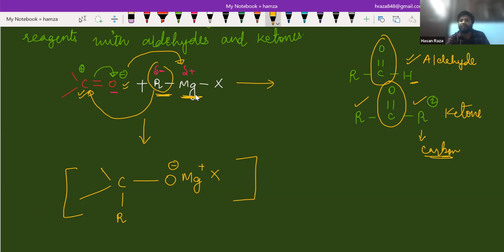And this Mg plus will go to O minus because it will have negative charge. And this is called adduct, or we can say intermediate. Basically, this reaction is carried out in two steps. In the first step, we will get an adduct, which is intermediate. After this reaction, we will do hydrolysis and then we will get the main product. So first of all, write up to this, and please write it and let me know if you have any doubt in this.